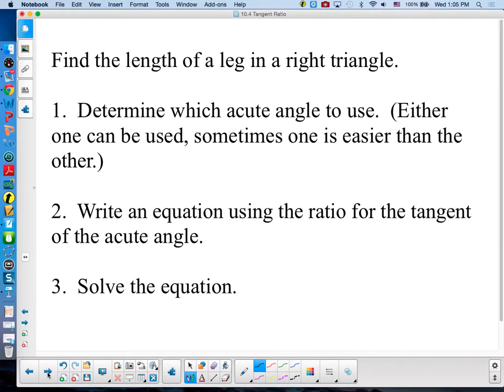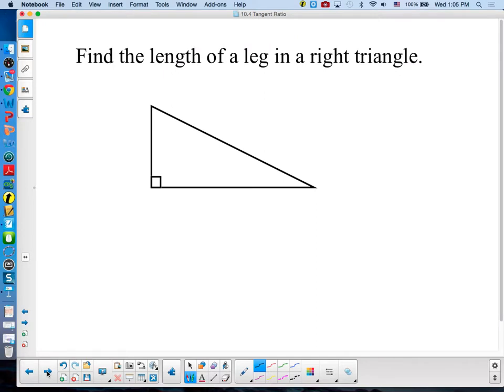All right, and I'm going to show you real quick how to find a missing leg. Okay, so here's a problem I want you to write down. Let's try and find this leg. This one we know is 12, and this looks like about a 25-degree angle. Put this one in your notes for an example. We're going to try and find the missing leg.